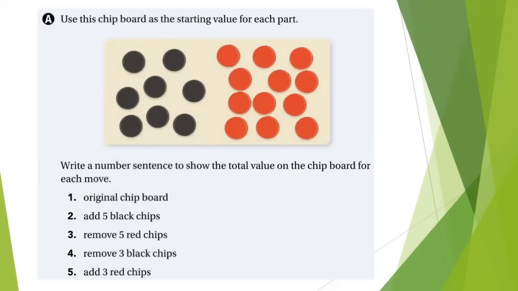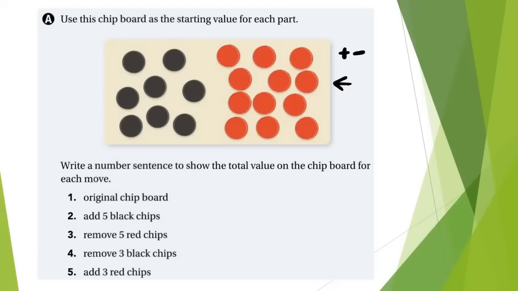Now we're going to talk about some strategies you might want to keep in mind as you're working with your group tomorrow. For example, on problem A, you're asked to use this particular chipboard as the starting value for each part. It might take a little bit of time to draw out all of those pieces, but it's going to be important tomorrow. So you might want to use colored pencils. You also can use what are called plus or minus pieces. So if you just like to draw little plus or minus symbols, that might be a little easier for you.